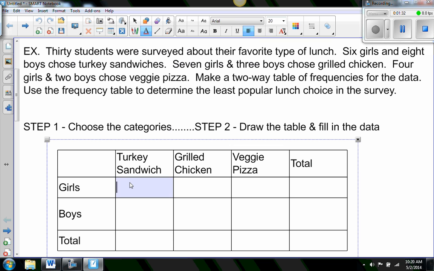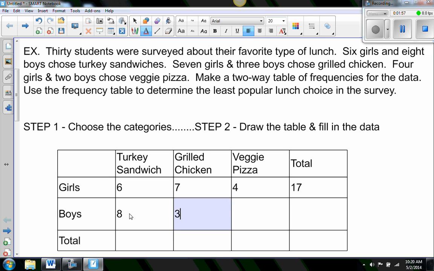So how many girls liked turkey sandwiches? Looks to me like 6. How many girls like grilled chicken? 7. How many girls like veggie pizza? 4. So total going across there is 17. And I come down to the boys. Boys that like turkey sandwiches, 8. Boys that liked grilled chicken, 3. Boys that like veggie pizza, 2. For a total of 13.